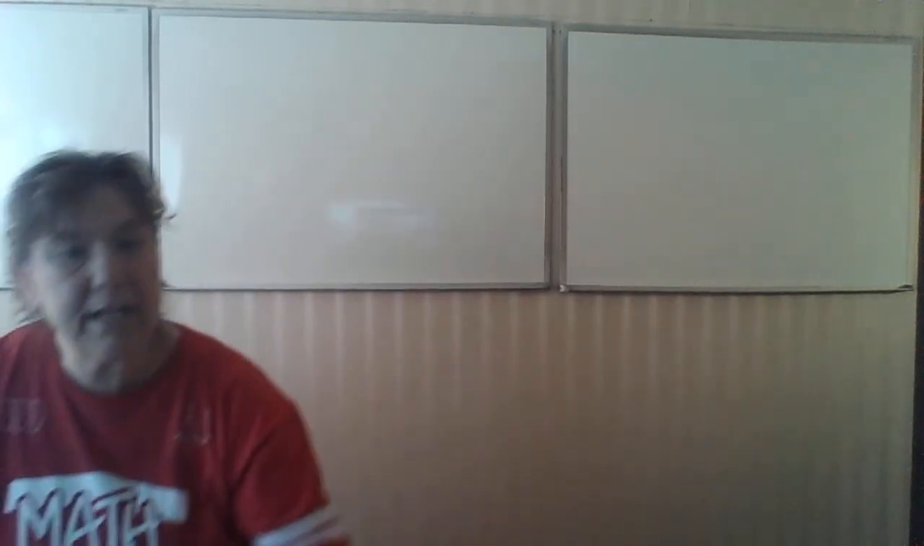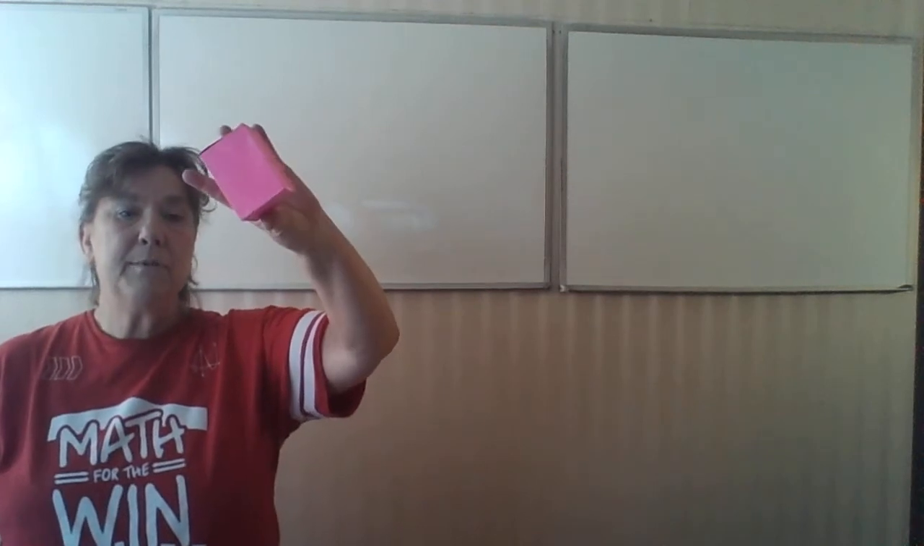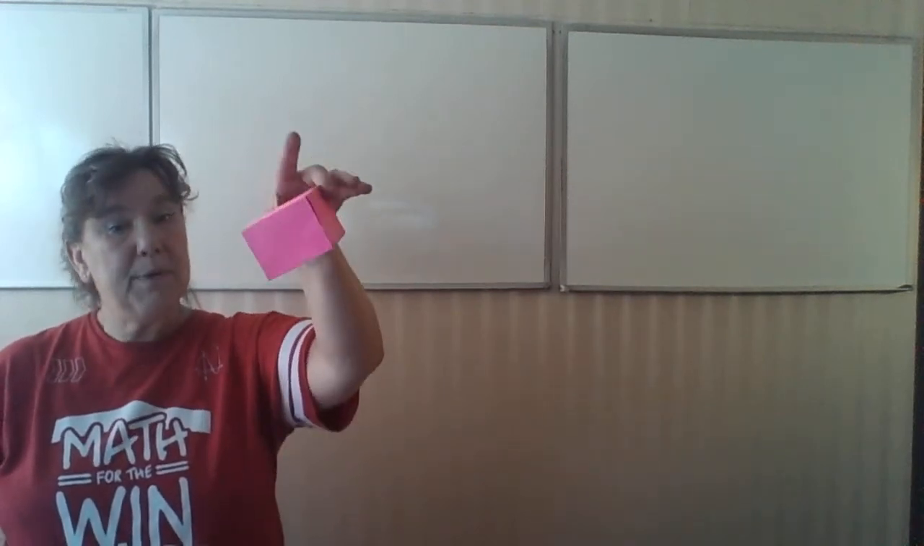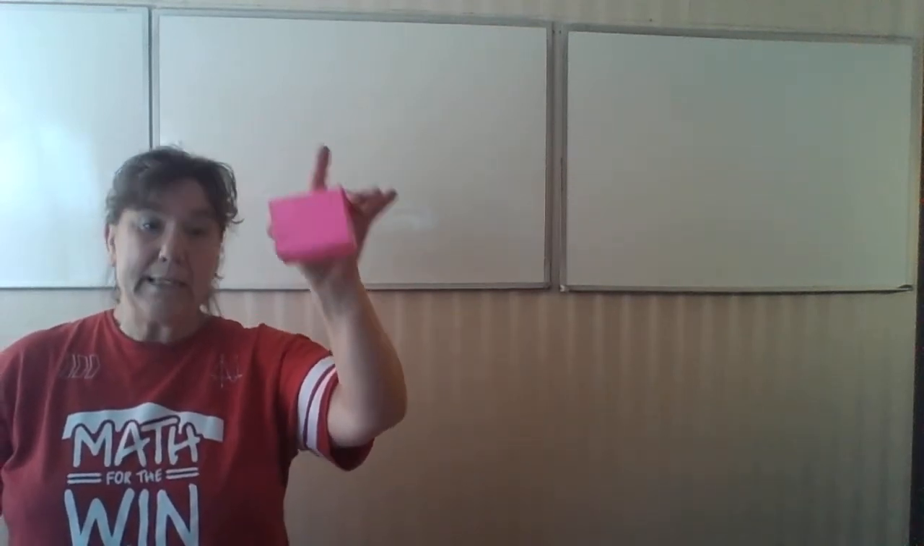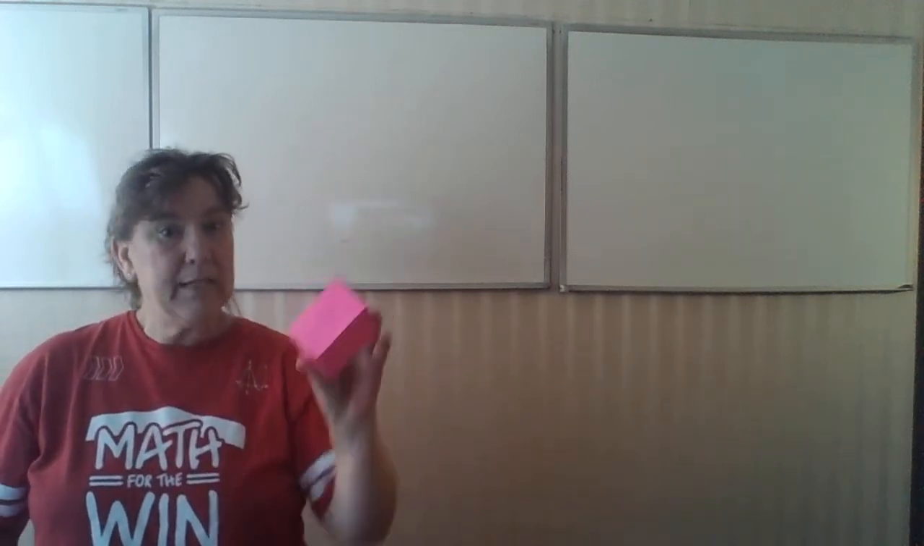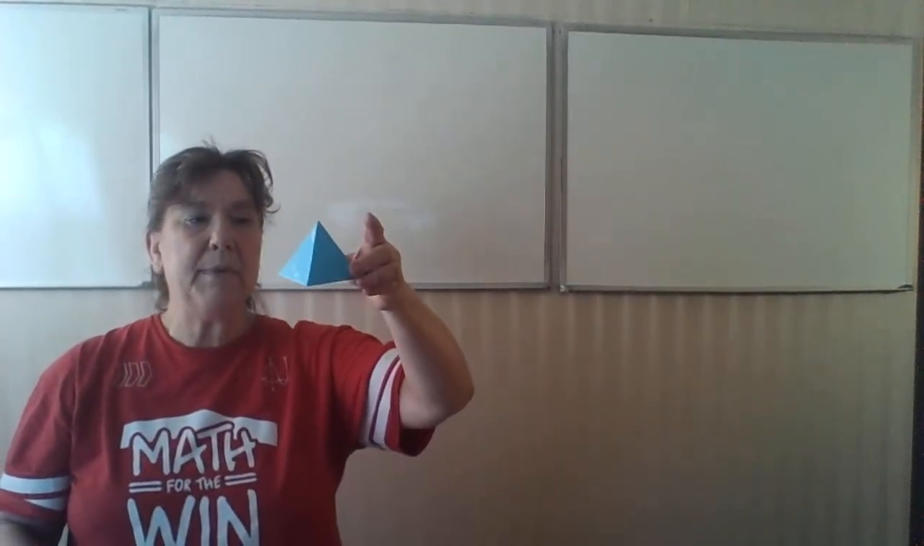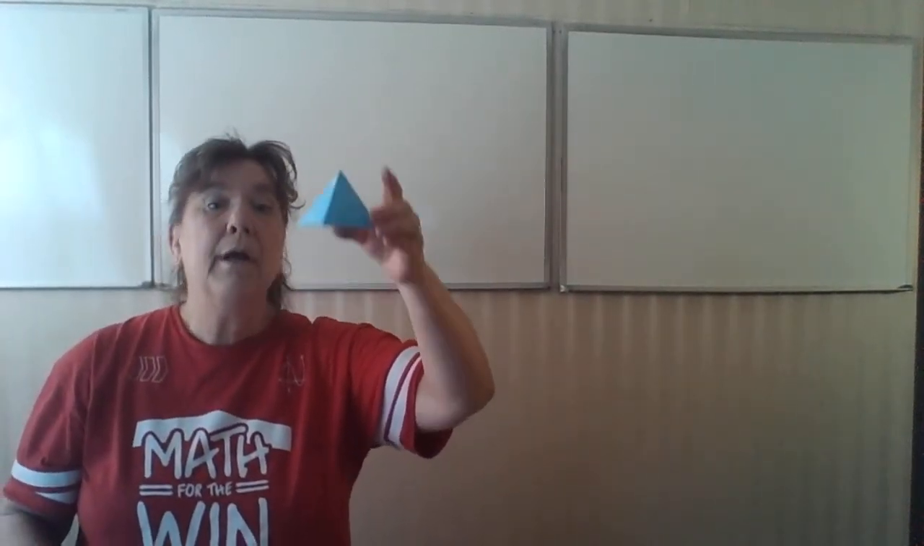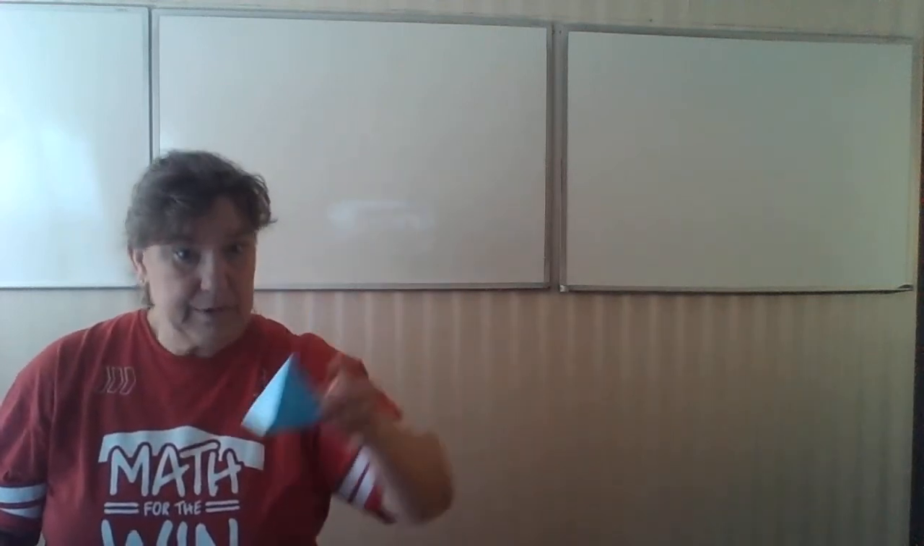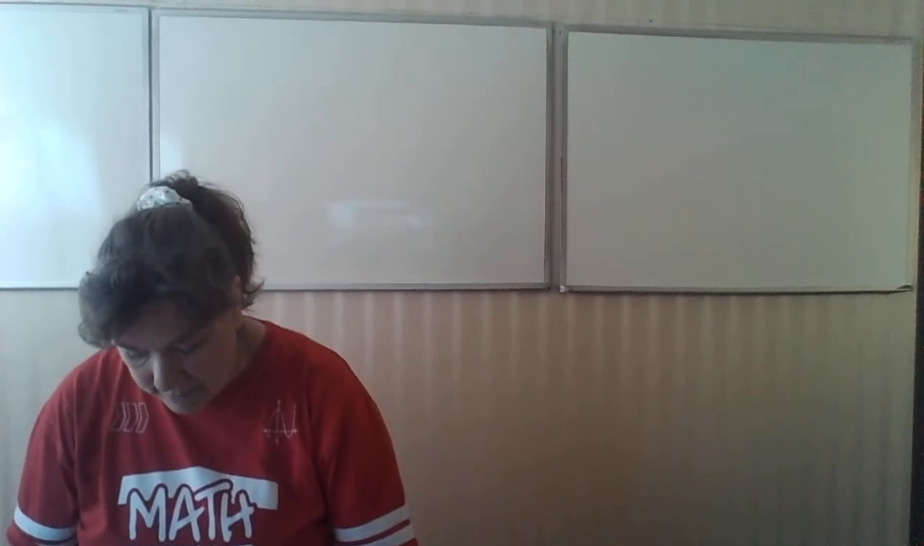It'll have a picture like this, and you're supposed to say what kind of shape it is. It's a rectangular prism, and so you're going to do that. It may have a shape like this, and this one happens to be a square pyramid. So you've got different things like that, which is what the first part of your assignment is.